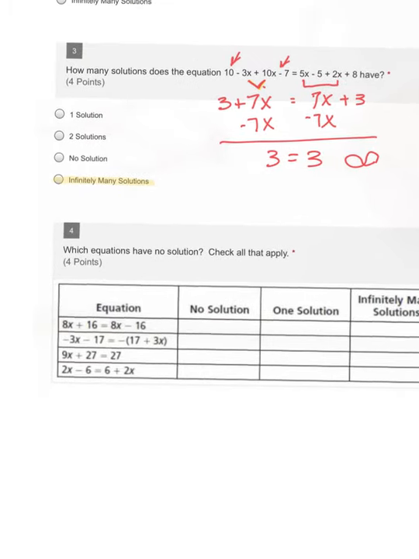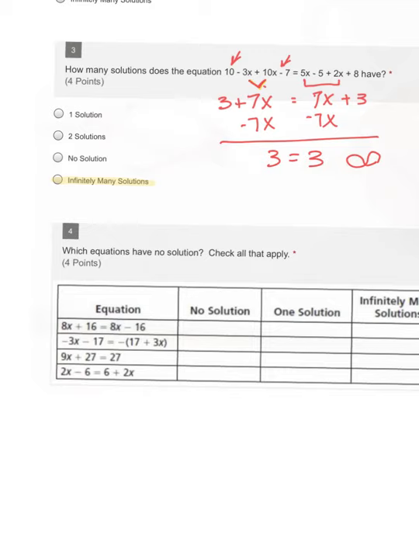All right, which equations have no solution? So for this one, I know that my variables need to eliminate, and I have to be left with numbers that are not the same. So if I look at the first one, 8x plus 16, 8x minus 16. Well, I can already tell that my variables are going to eliminate. They're the same. And what am I left with? Positive 16 and negative 16. Those are not the same number, so that is no solution.